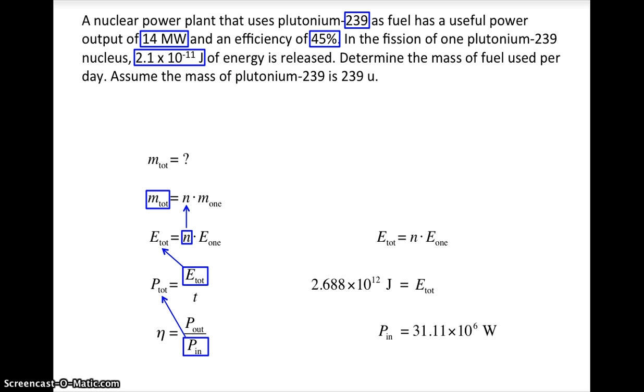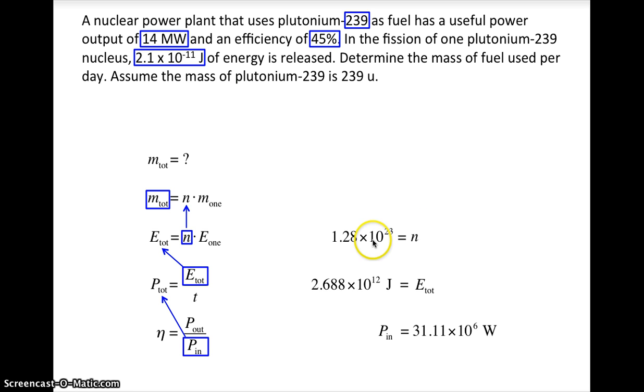Next, we use this equation. We now know this value, and we know the energy released in one reaction. So we plug in the total energy that we release over a full day, plug in the energy released by a single nucleus, and we divide to get the number of nuclei that fission per day.